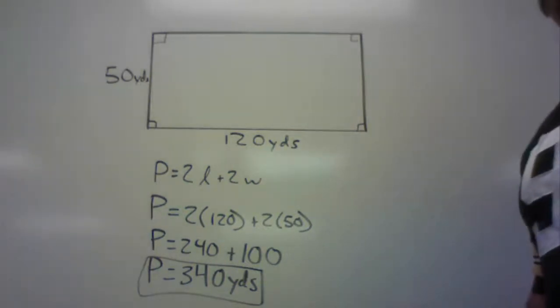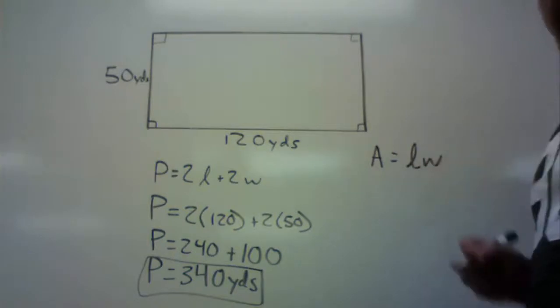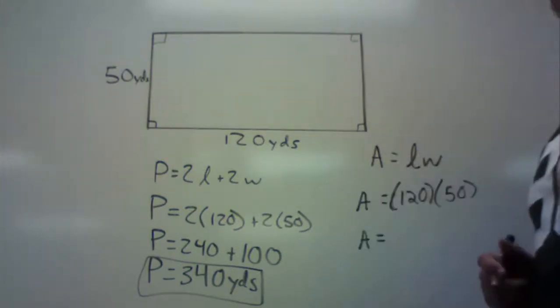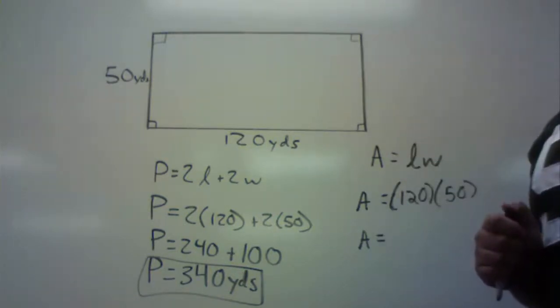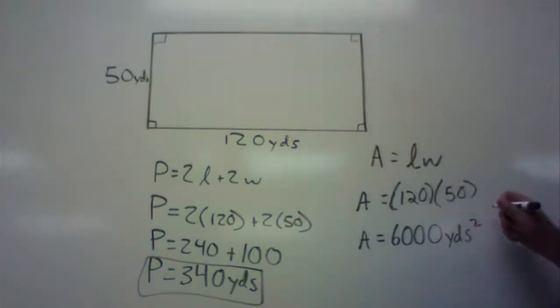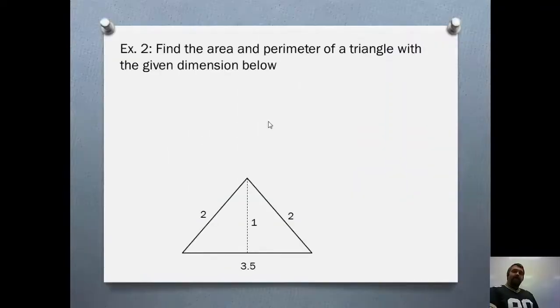Now, if I'm looking for the area of a rectangle, remember it's area equals length times width. That's the formula. So in this case, I just multiply 120 by 50. And when I multiply these two, it's going to be a big number, but this would be how much grass you could think is covering the surface. And my answer would be 6,000 yards squared. And I am done with example 1.